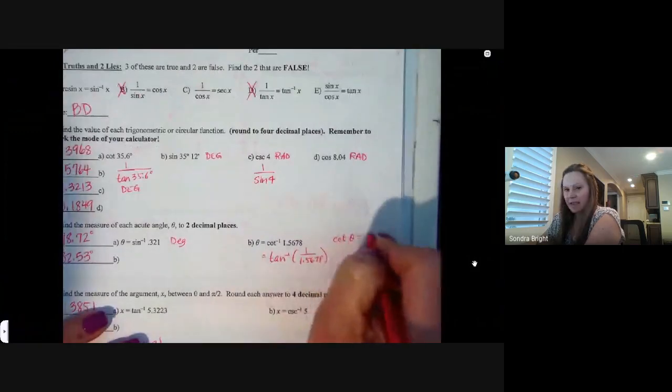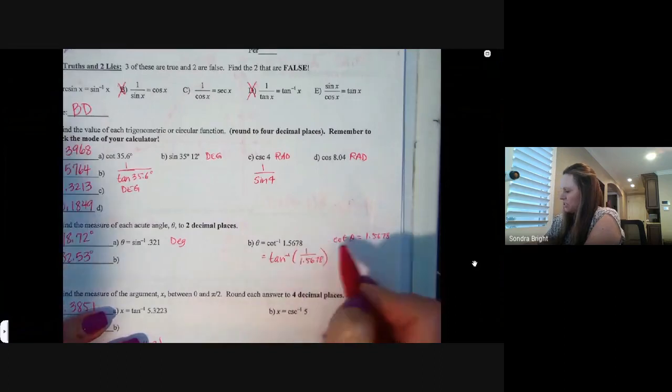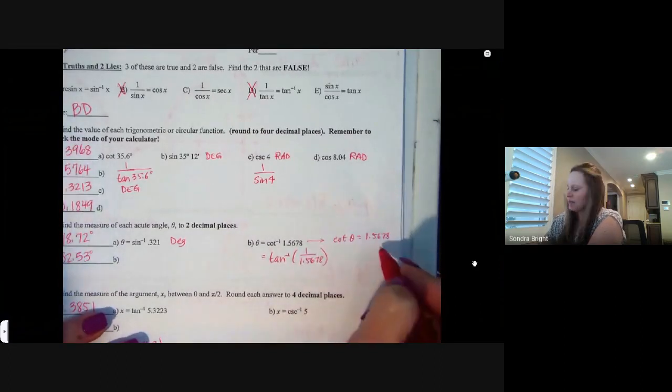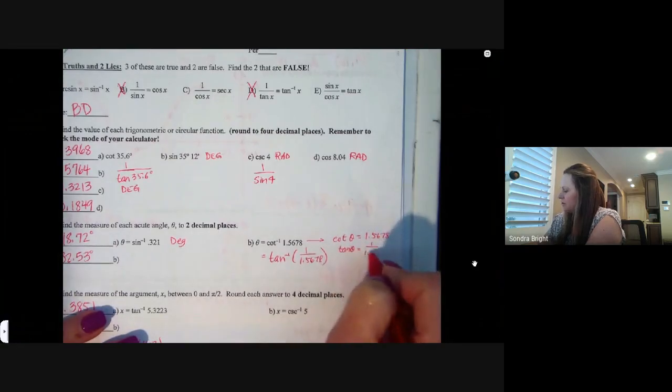And the way you can see this is this can be rewritten as cotangent of theta is 1.5678. That means the same thing as this. And then cotangent is the reciprocal of tangent, and that's what I need since I don't have a cotangent button on my calculator. So tangent of theta would be 1 over 1.5678. And then you can do theta is equal to inverse tangent of that fraction. So that's how I got that.